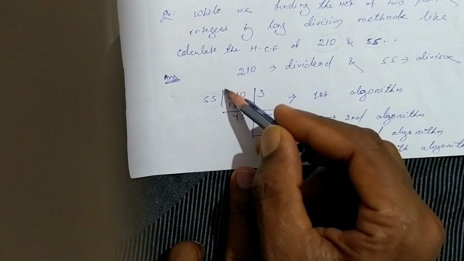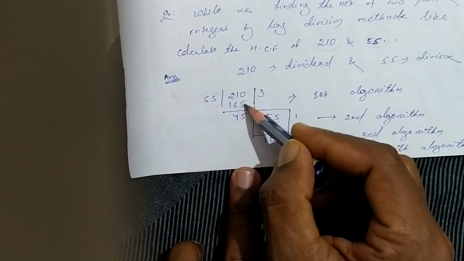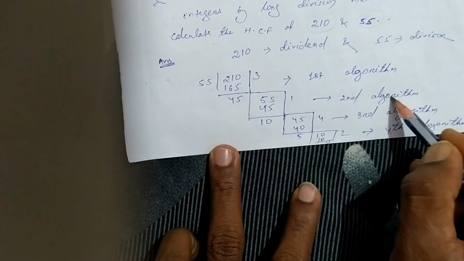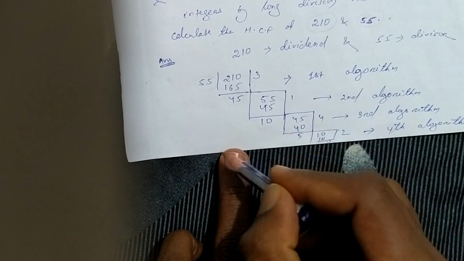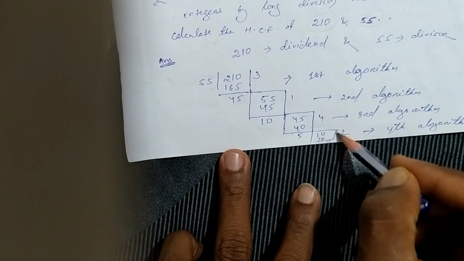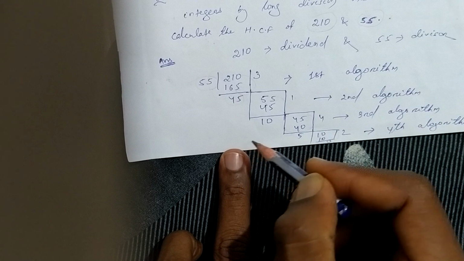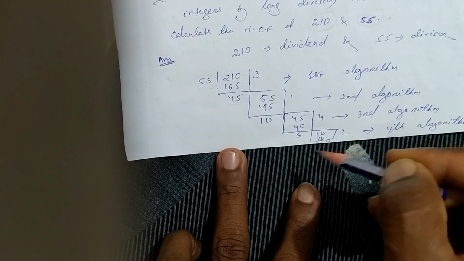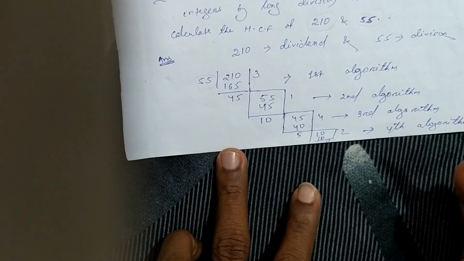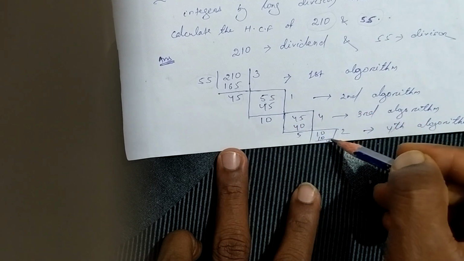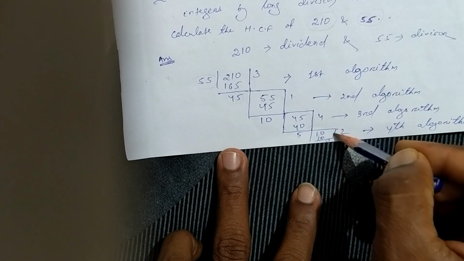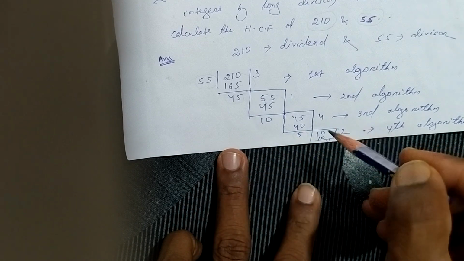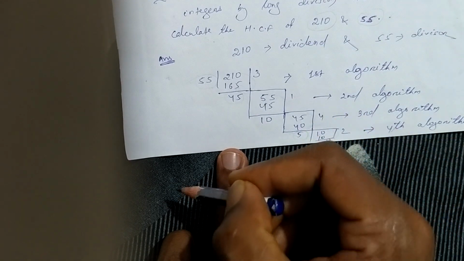So here each and every step, this is step number 1. We call it the first step, the first algorithm. Step number 2 is the second algorithm. The third step is called the third algorithm, and this is the fourth step, the fourth algorithm. You have to continue the steps until you get 0. When you get 0, stop the process. You got the solution. The divisor in the last step before getting 0 is 5. Now this 5 is your HCF.